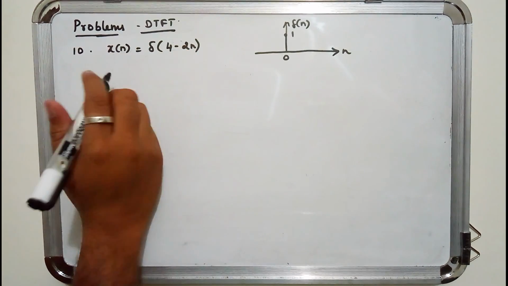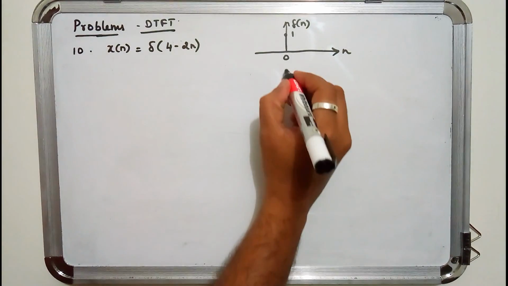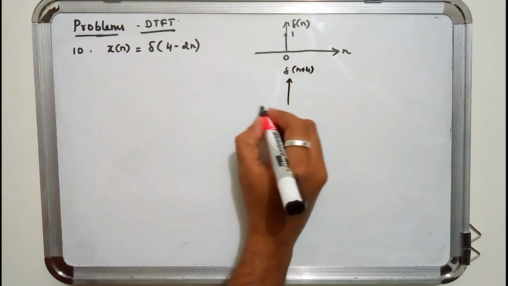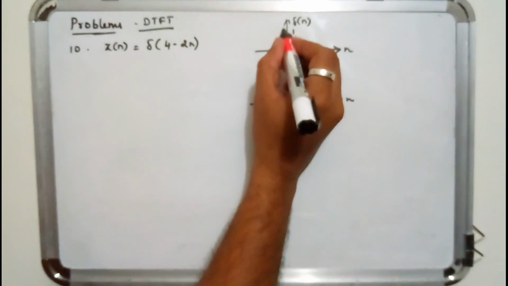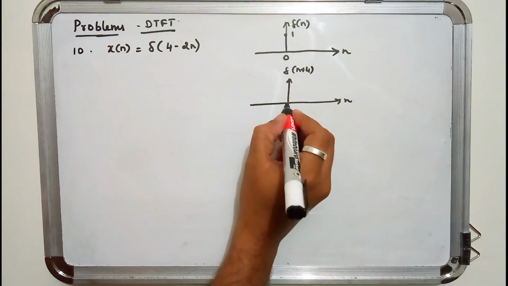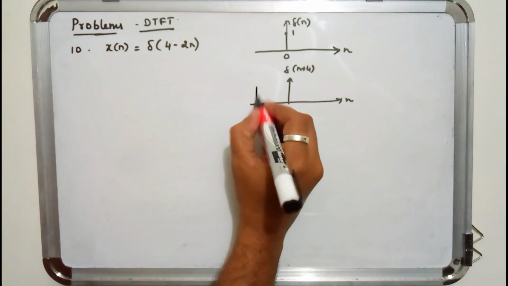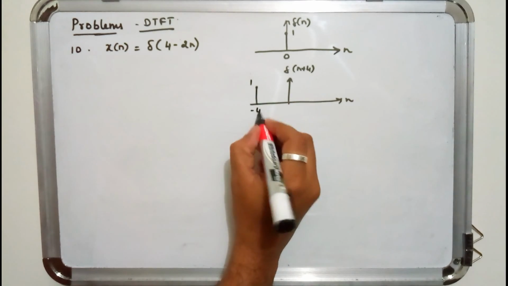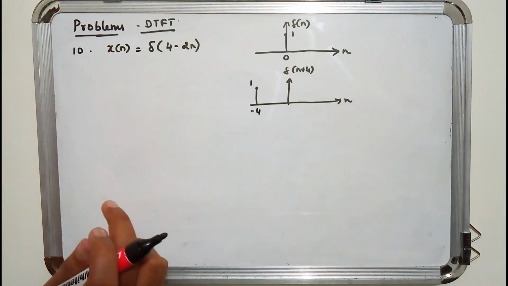So the first operation is I need to perform n plus 4, so it is delta of n plus 4. Now what is delta of n plus 4? It is a shift left of this sample by 4. So the sample which was at 0 will go to minus 4, with an amplitude of 1, present at minus 4. So delta of n plus 4 we have done.